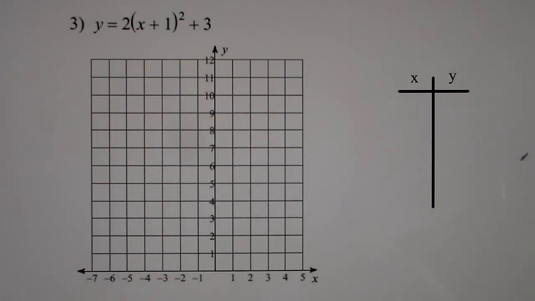Let's do one more. Number 3. In our notes here. Y equals 2 parentheses x plus 1 squared plus 3. So I'm going to hit my y equals button on my graphing calculator. And then I'm going to type in 2 parentheses x plus 1 close parentheses squared plus 3. Then I hit my graph button. I get a parabola.